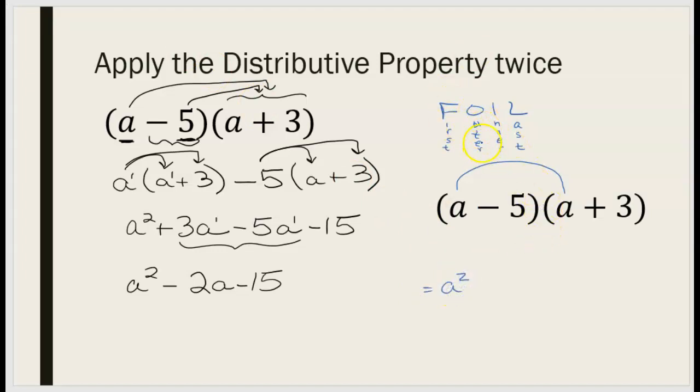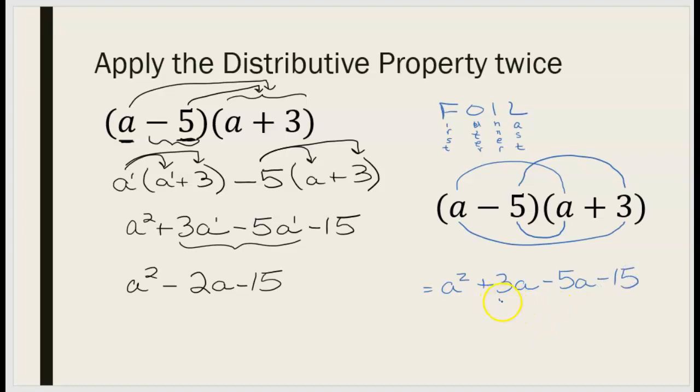There we go. Now, O stands for outer. So that basically means my two outermost terms, I'm going to multiply those guys together. So that's A times 3, which of course is 3A. The I standing for inner, now I'm going to multiply my two innermost terms. So negative 5 times A, of course, is negative 5A. And the L stands for last. So that means the last term in the first set of parentheses times the last term in the second set of parentheses. Negative 5, remember that negative has to stay attached to whatever's behind it. Negative 5 times 3 is negative 15.